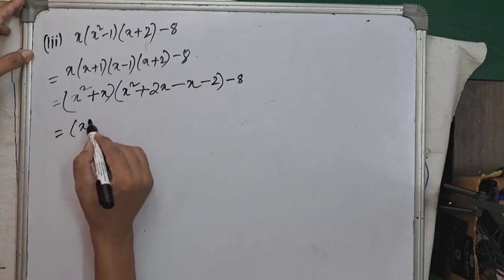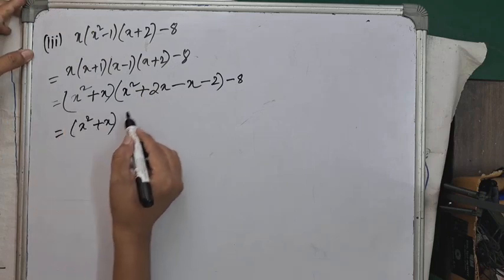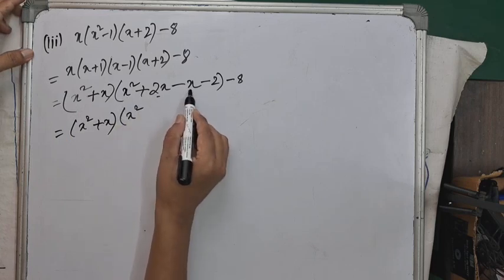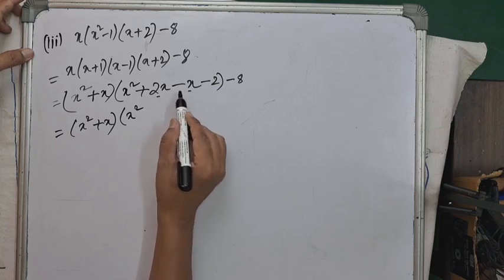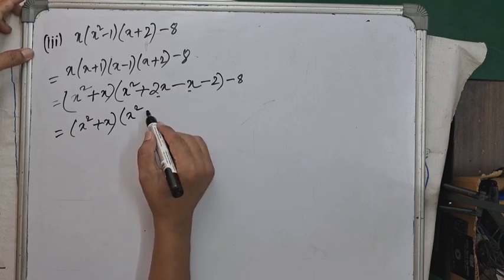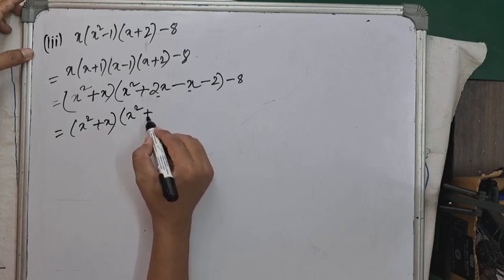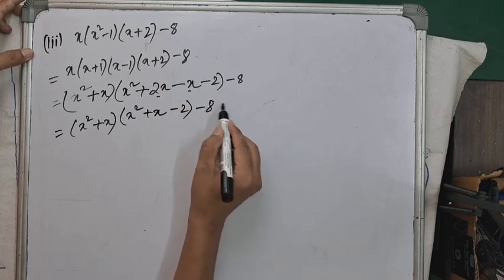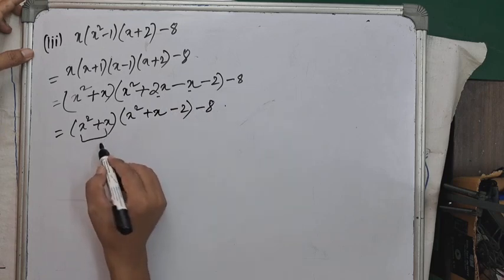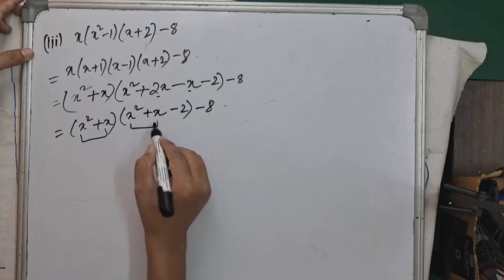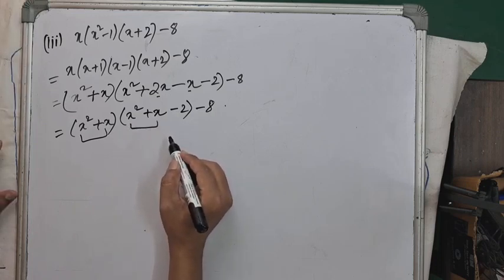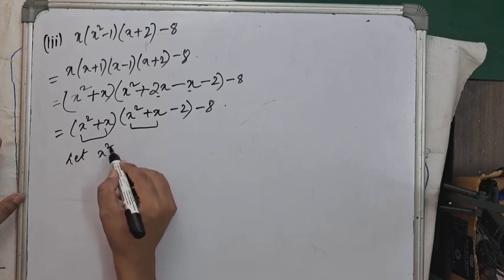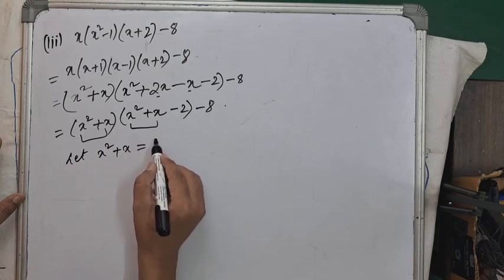This we copy as it is, x square plus x, and then here we have x square plus 2x and minus x, opposite sign, isn't it? Plus 2x minus x will give us x, sign of the greater number will come, plus x. This is minus 2, and then we have minus 8. Now we have x square plus x here also, and here also we have x square plus x. So we can assume x square plus x as a. Okay, let x square plus x equal to a.